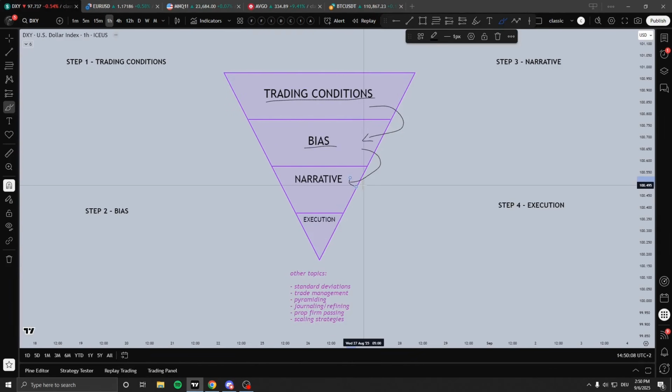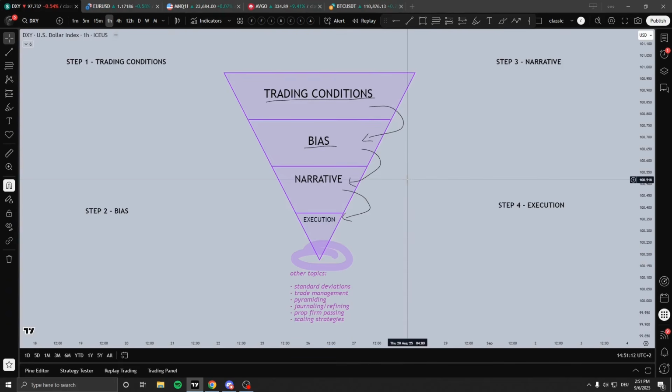Once you're at the narrative, as you probably guessed, only once trading conditions, bias, and narrative are all three aligning, then it actually comes down to execution, which is deciding if you're going to press the buttons and take a trade or not. And if you follow those 4 steps consistently without skipping any of the layers, then the only outcome is taking high probability trades. All trades which are at the outcome of that funnel are high probability trades.